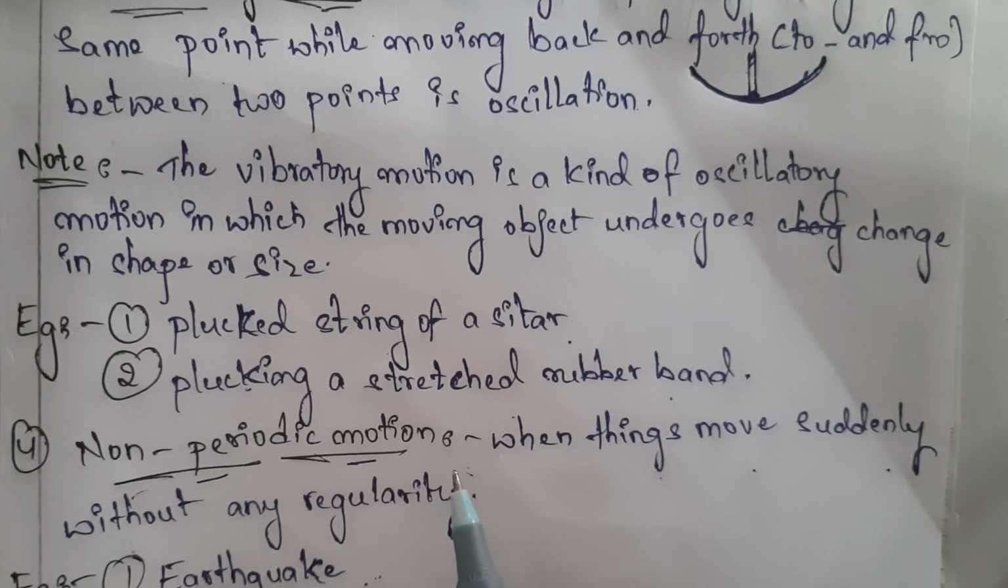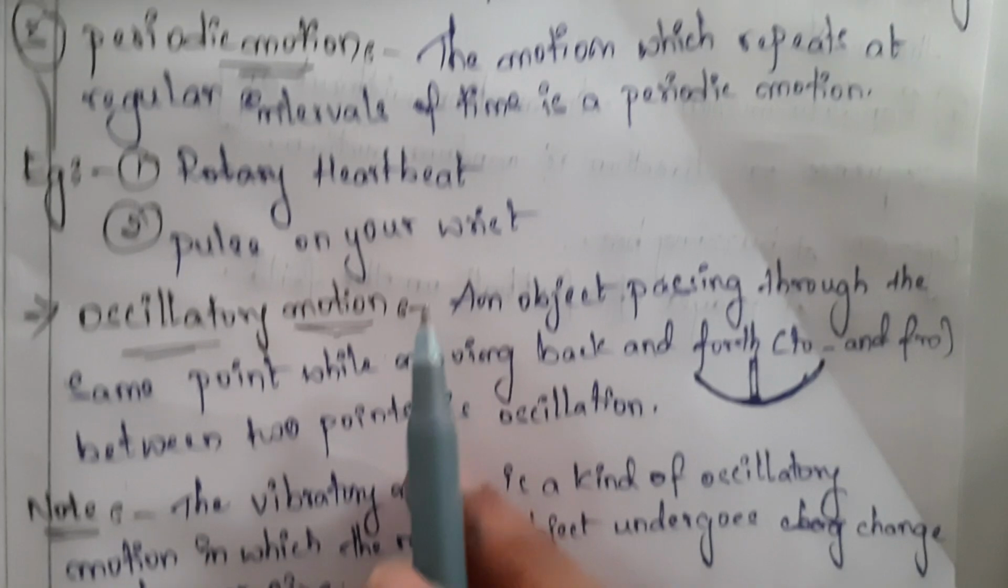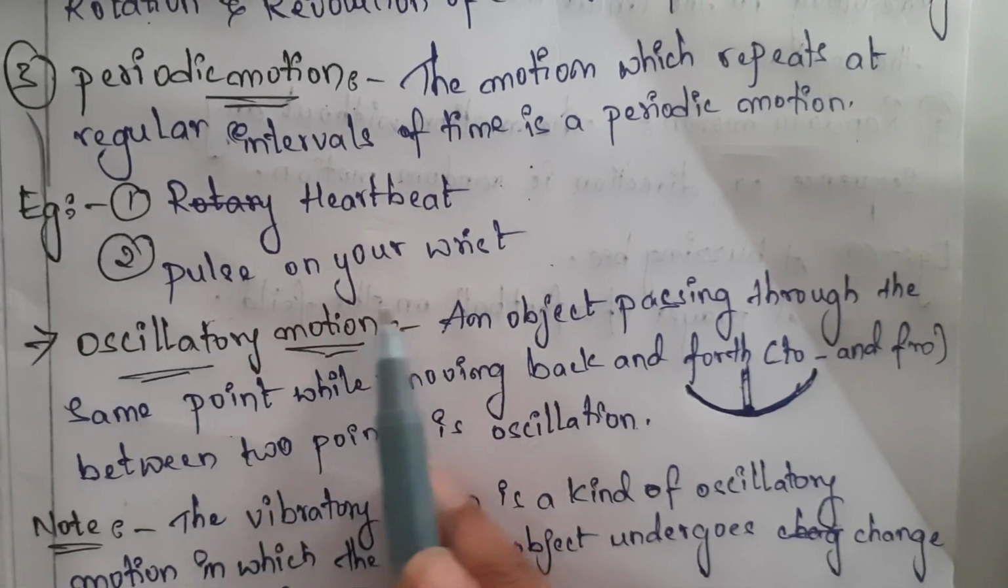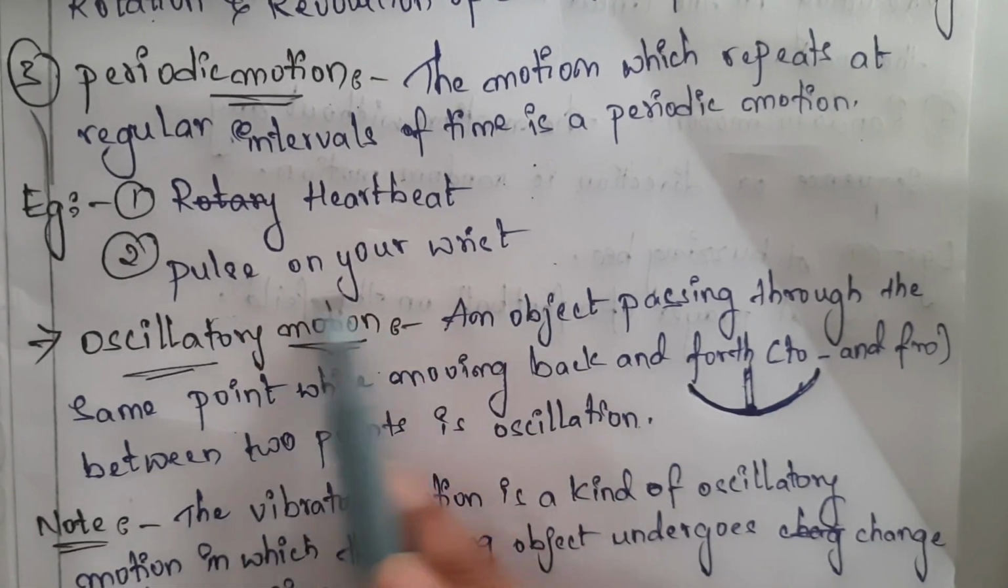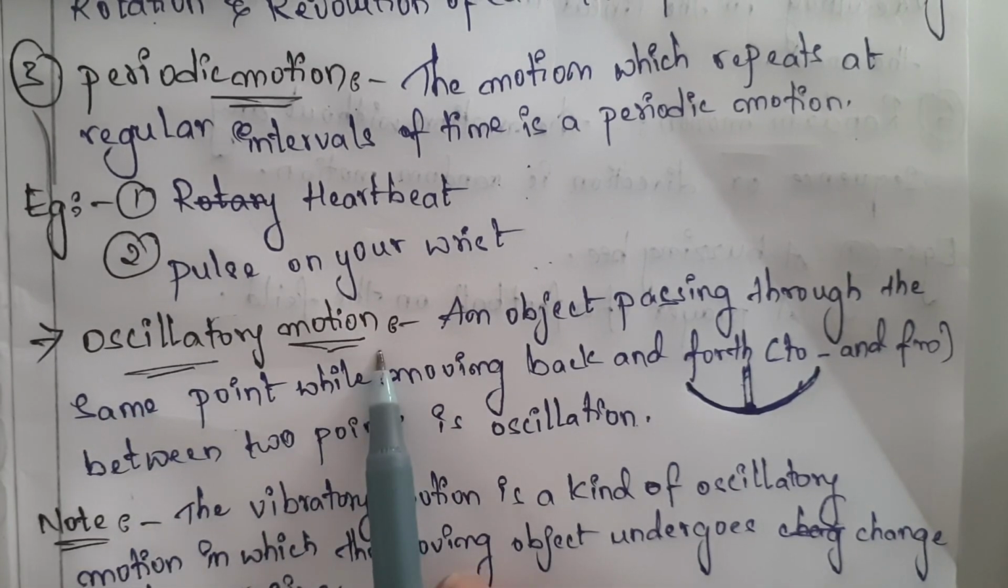Now let's start with another example. So here, pulse of your wrist. That is also the example of periodic motion, as we have the fixed period for it. Now the next category is oscillatory motion.